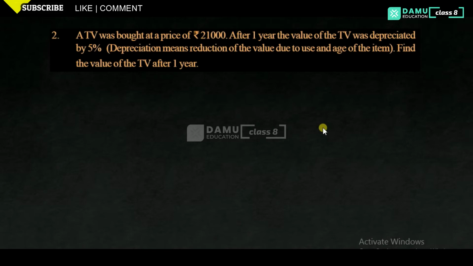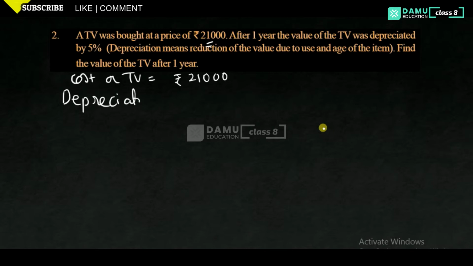Find the value of TV after 1 year. So we have to calculate 5% decreasing from the initial value. So this is the 5%. Let's take the depreciation value. Our first cost of TV will be equal to 21,000 rupees. Then what is the depreciation value?